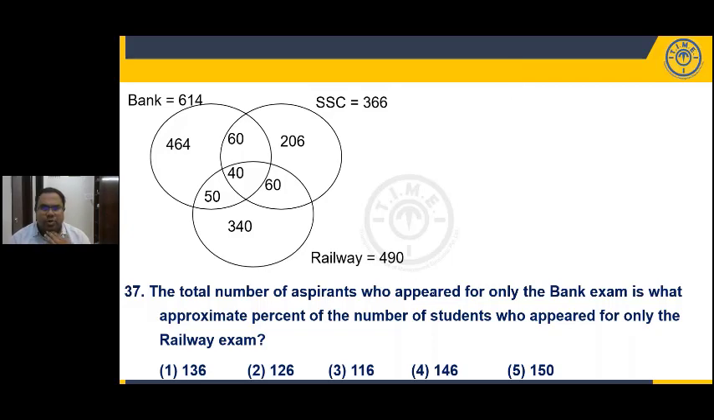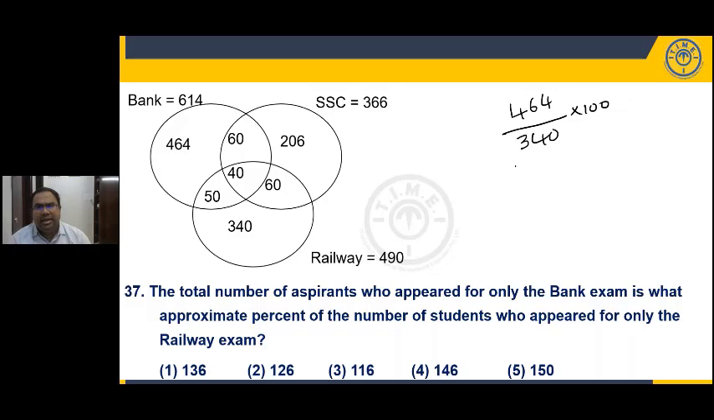Number of aspirants who appeared for only the bank exam is 464. This is what approximate percentage of the number of students who applied for only the railway exam? 340 into 100, more than 100%. All of them are more than 100%. Okay, see, they're quite far away.